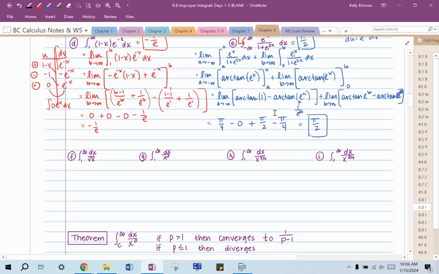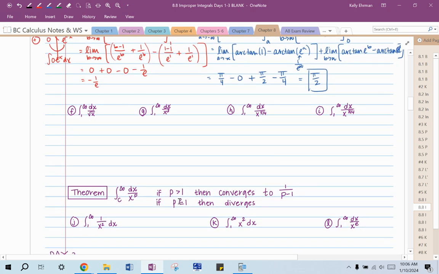All right, our last thing to talk about today are these, look at these short little integrals here, and then there's a theorem below it.